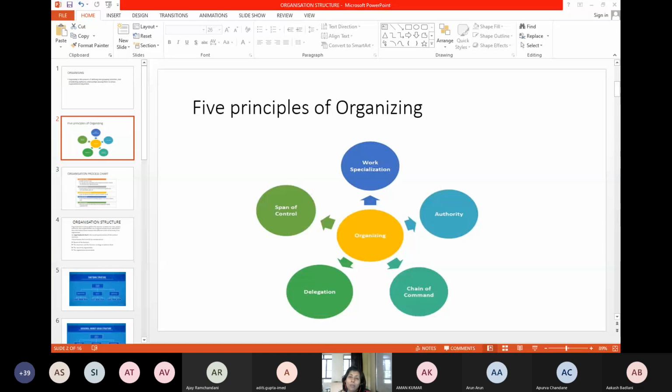Now, why did I talk about this? Because we were discussing the concept of delegation. Many times people feel delegation and decentralization can be the same. What do you think? Are delegation and decentralization the same or different?